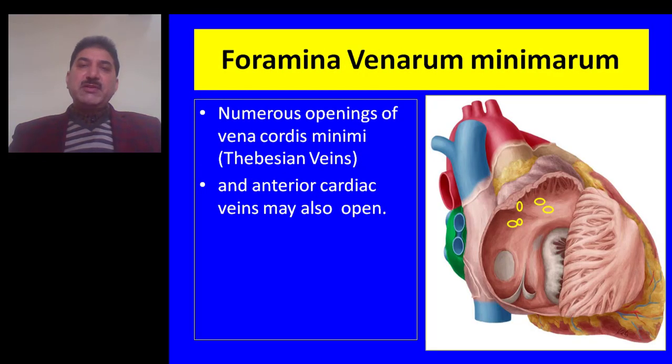Now, what is foramina venarum minimarum? Numerous openings of venae cordis minimae, also called the Thebesian veins, open directly into the right atrium. Anterior cardiac vein may also open directly into the right atrium bypassing coronary sinus. The openings of these small veins and openings of anterior cardiac veins are seen inside the right atrium, in addition to the major openings of superior vena cava, inferior vena cava, coronary sinus, and tricuspid valve.